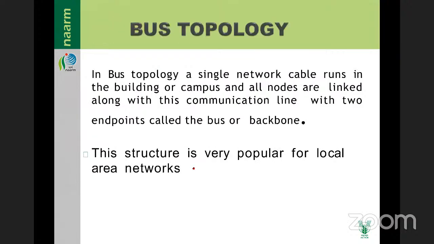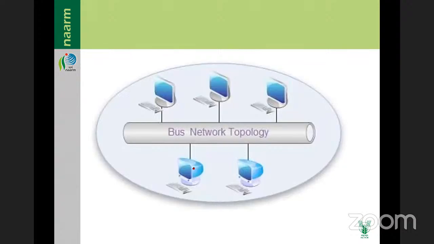Next is bus topology. Bus topology is a single network cable that runs in the building or campus. All the nodes are linked along this line with two endpoints, called the bus or backbone. This structure is very popular for local area networks. For a LAN connection, we mostly use the bus topology.